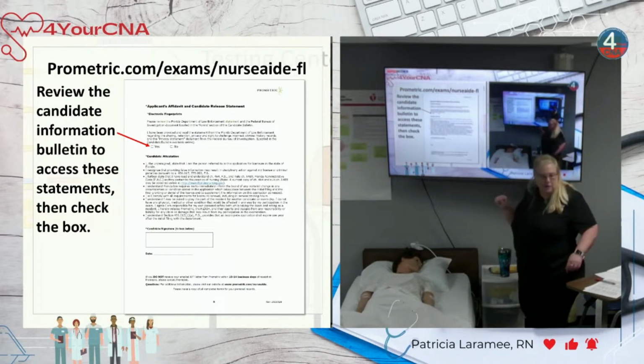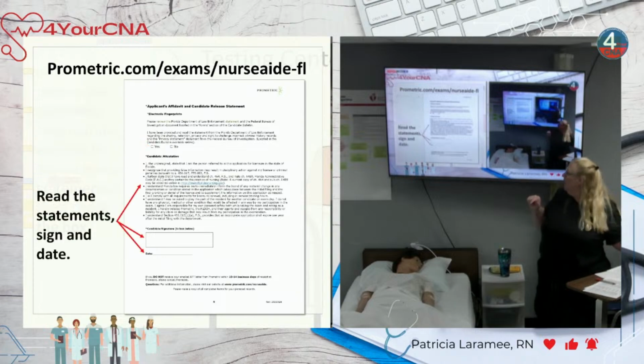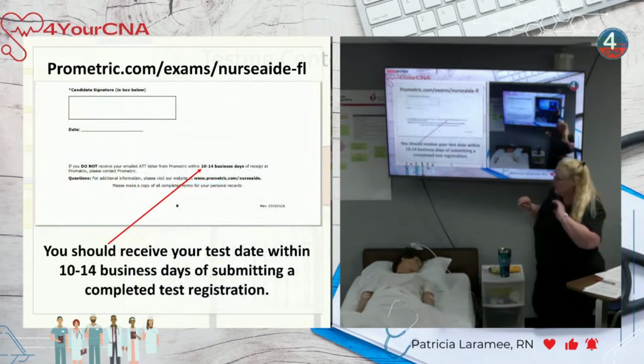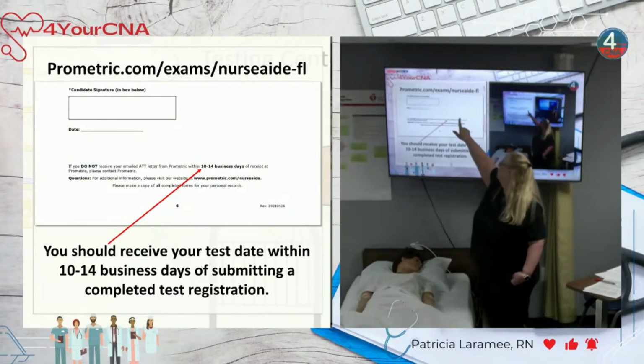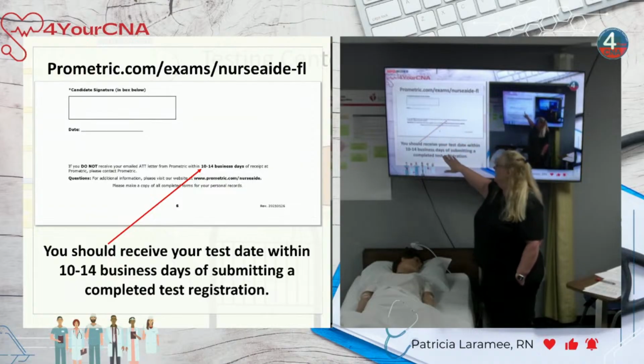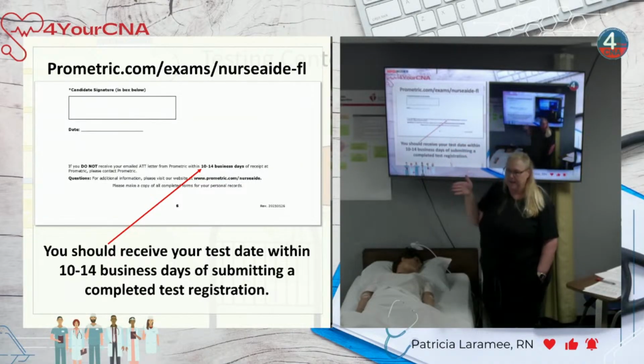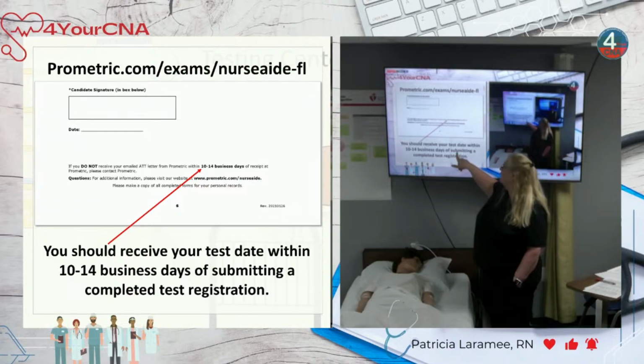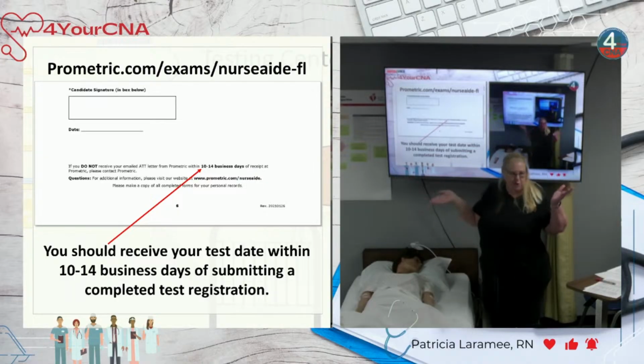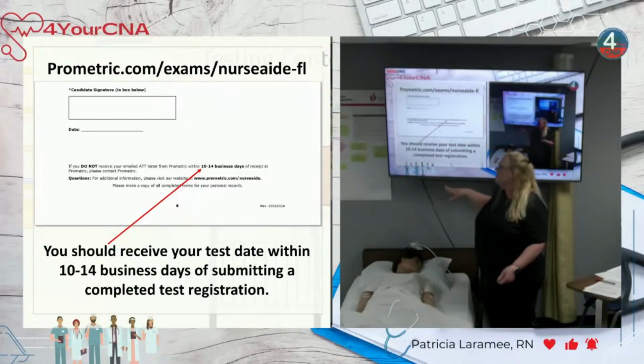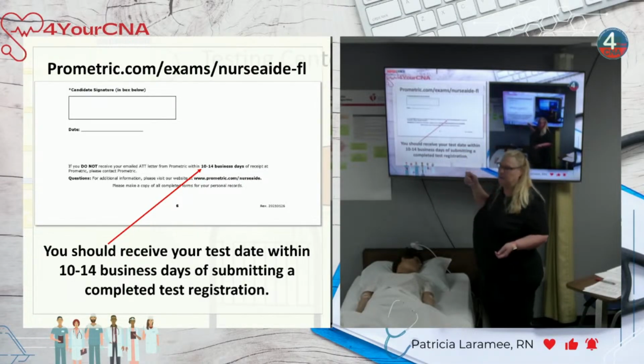Okay. So once we have signed and dated, at the very bottom here, you've got this. This goes along with that timeline that I gave you. It says if you don't receive your authorization to test, your test date, email, within 10 to 14 business days of registering, you need to contact them. So remember, that's that 2 to 3 week processing time. So if you don't have a test date within 2 to 3 weeks, you have to call Prometric.